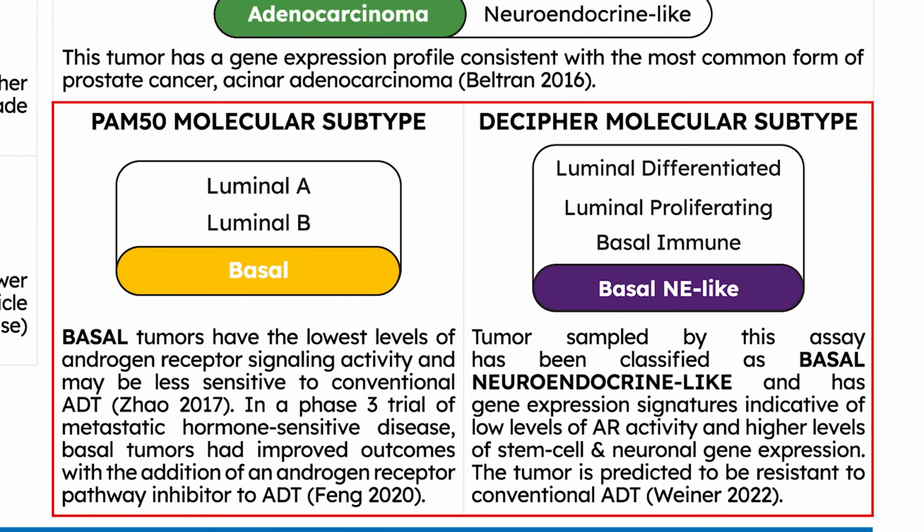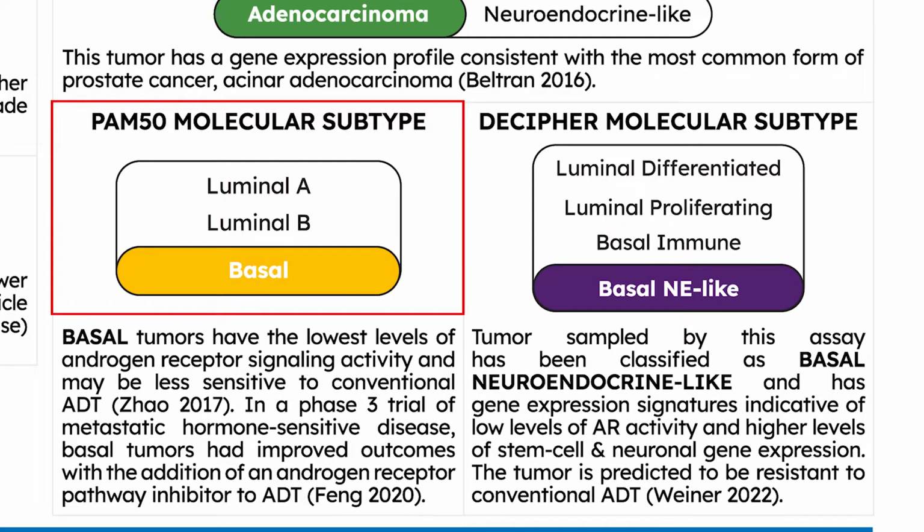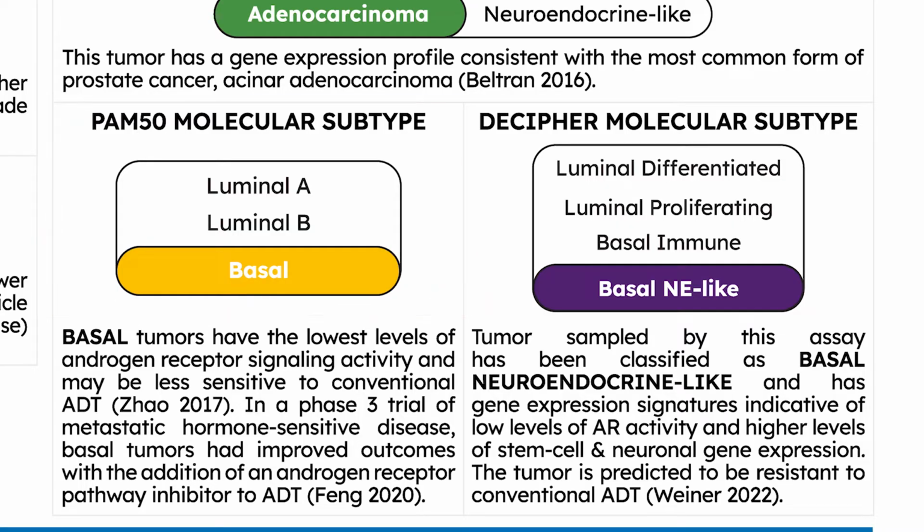At the bottom, you'll find two molecular subtyping models. The first one on the left is one that you may be familiar with and was developed first. It was called PAM50. The PAM50 model was first established in breast cancer and identified tumors as having either a luminal A, luminal B, or basal molecular subtype. In the context of the GRID, this same model has been applied to prostate cancer using the Decipher transcriptomic platform.